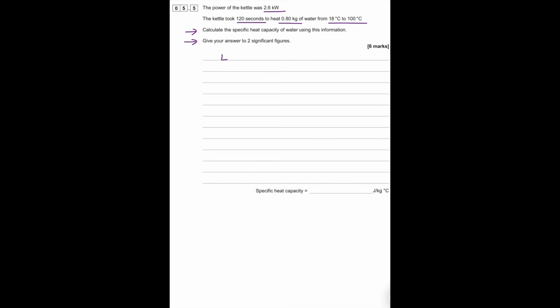So first of all, energy is going to be the power times time taken. So energy is going to be 2,600 watts times 120 seconds. And that gives us an energy of 312,000 joules.